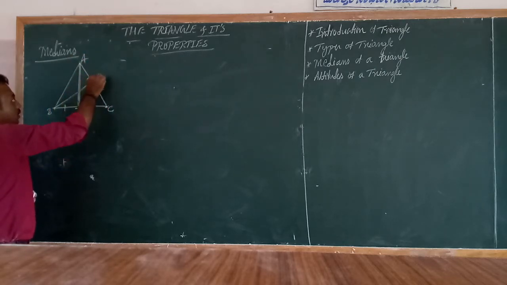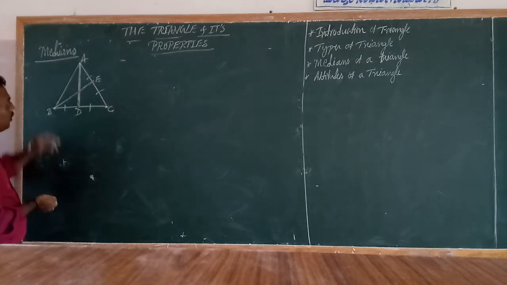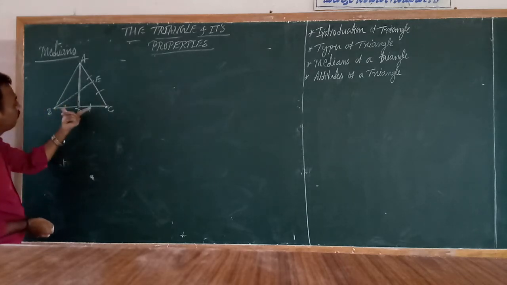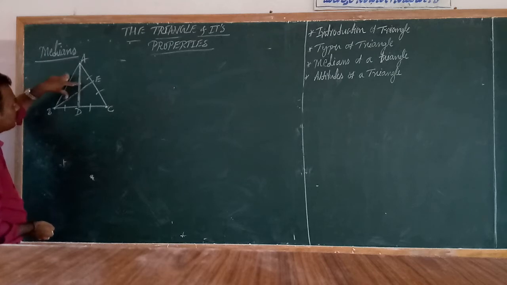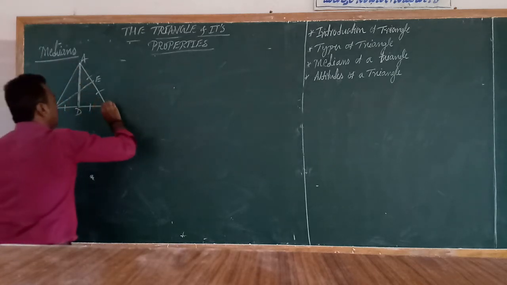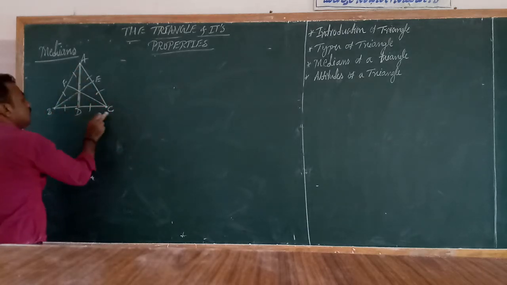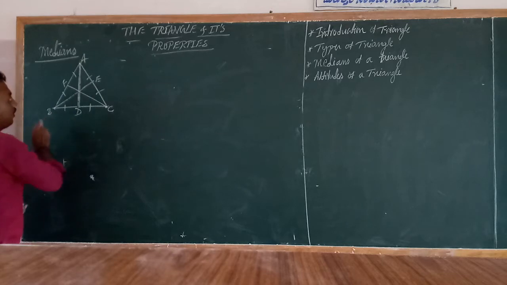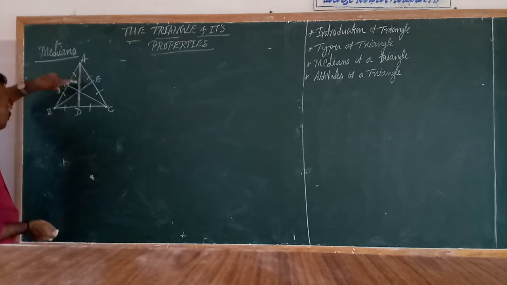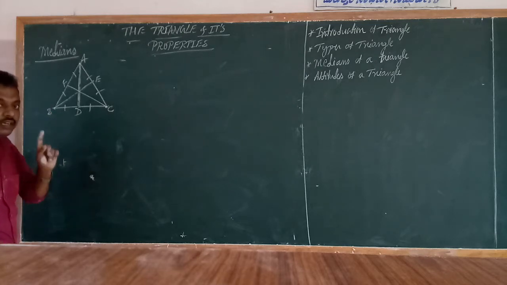Therefore this is E. AE is again a median of a triangle. See, AD bisects BC, BE bisects AC, and CF bisects AB. Therefore AD, BE and CF are the medians of a triangle.